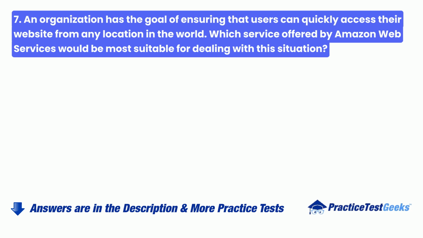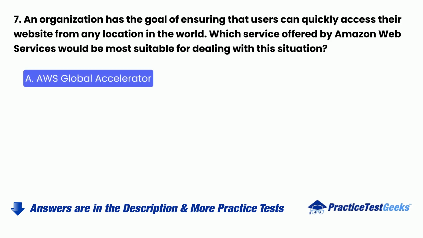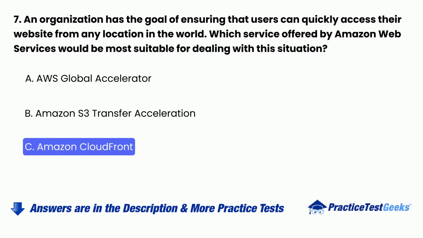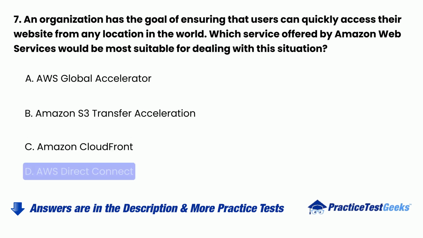7. An organization has the goal of ensuring that users can quickly access their website from any location in the world. Which service offered by Amazon Web Services would be most suitable for dealing with this situation? A. AWS Global Accelerator. B. Amazon S3 Transfer Acceleration. C. Amazon CloudFront. D. AWS Direct Connect.